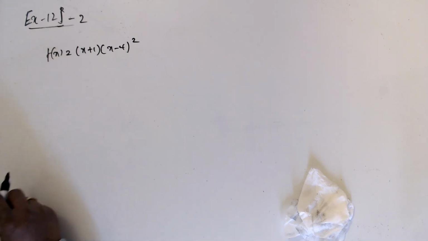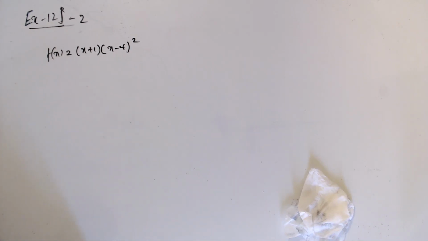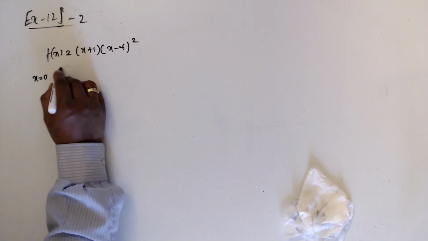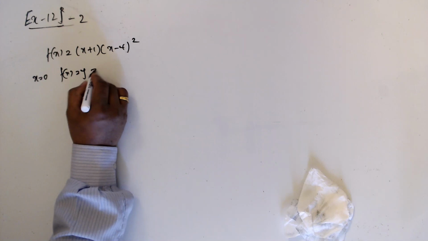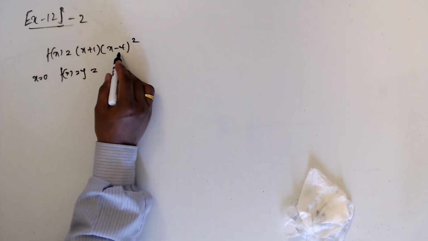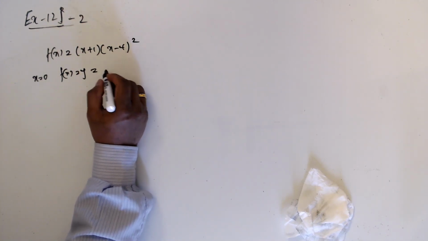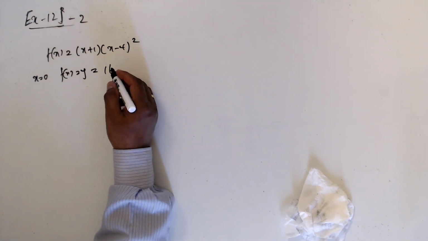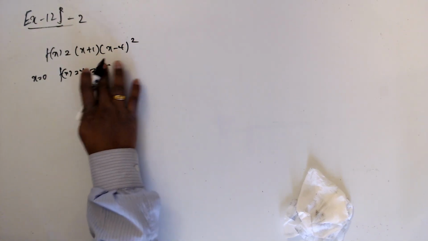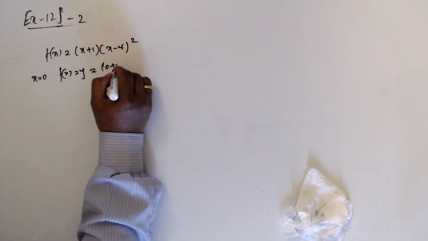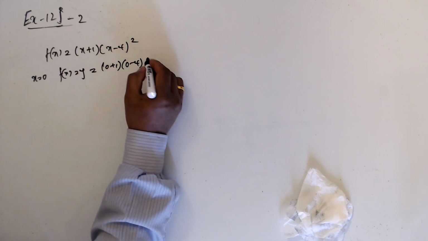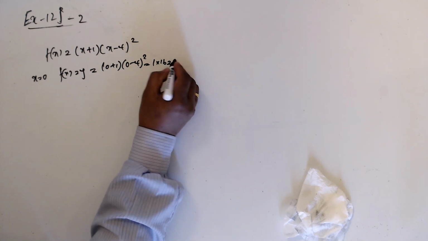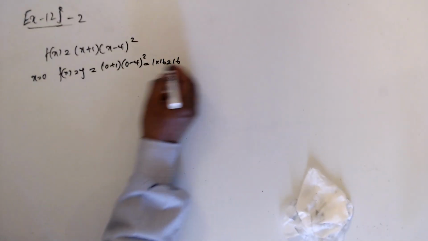Question number 2. We need to do part A, sketch this graph. So when x equals 0, f(x) or y equals, let me work it out actually, 0 plus 1, 0 minus 4 squared. So this is going to be 1 times 16, which is 16. So this is 0, 16.